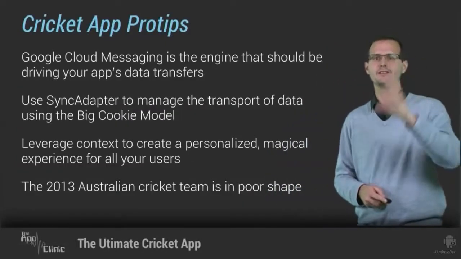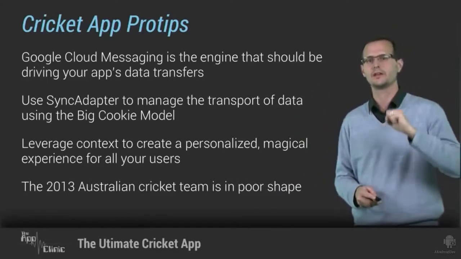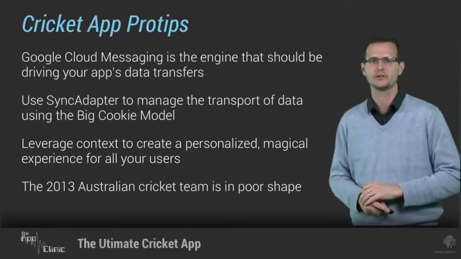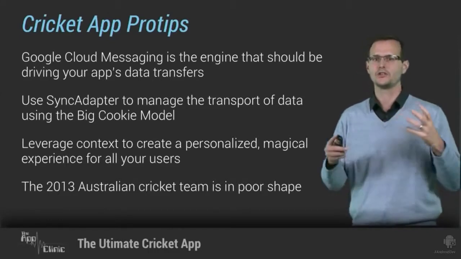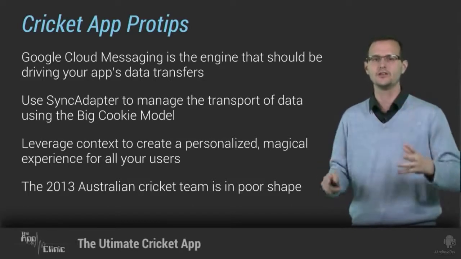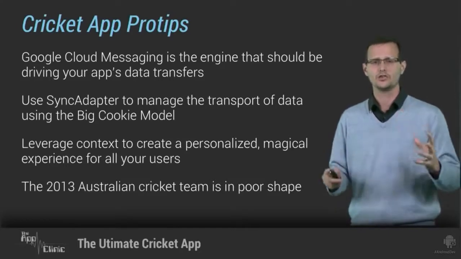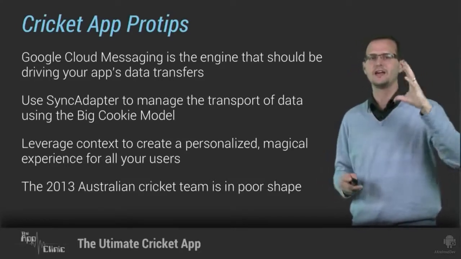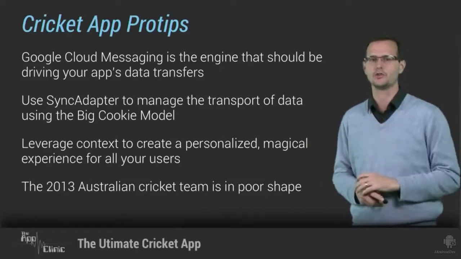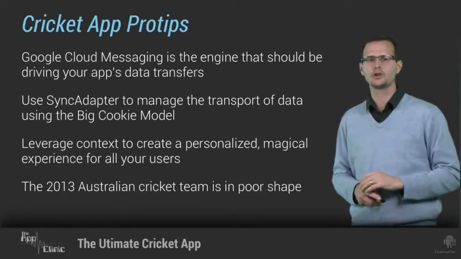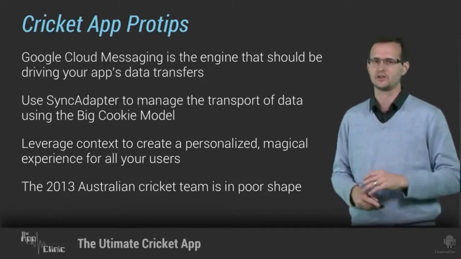The refresh button is dead. Google Cloud Messaging allows you to eliminate all unnecessary transfers while maintaining those low latency updates. The transfers themselves should all be handled by the sync adapter, which is not only efficient but also handles things like connectivity changes to make sure your transfers always get through. Context, anything from your user's location to their accent, can help provide those magical touches that will cause people to fall in love with your apps. And if you're an Australian cricket fan, it's probably best to avoid installing any of these apps for at least the next 6 to 12 months.